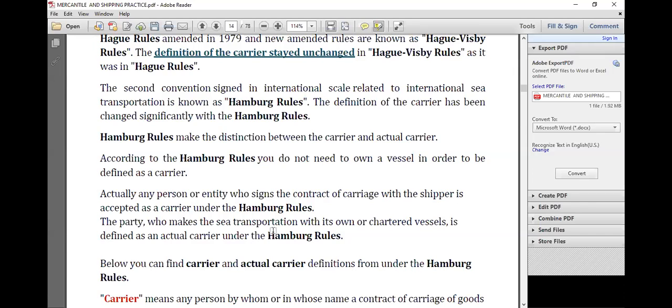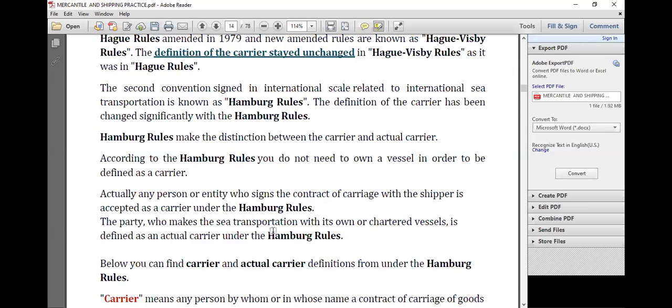So the Hamburg Rules make it simple that if, for example, you have a cargo which you want to be shipped, and I approach you and tell you, oh, Mr. So-and-so, Miss So-and-so, I can help you ship these cargoes to the destination where you want them to be. And you also accept my request, and we sign papers in relation to that. I become the carrier, whether I own a vessel or I don't own a vessel. That is what the Hamburg Rules say.